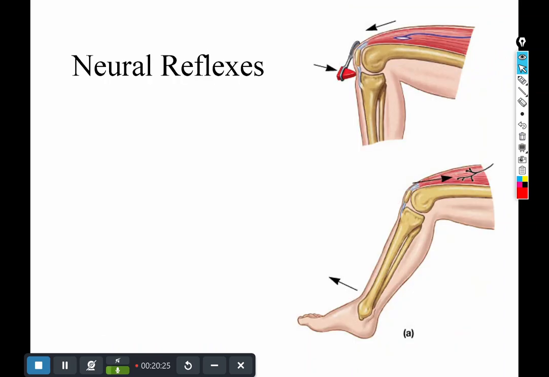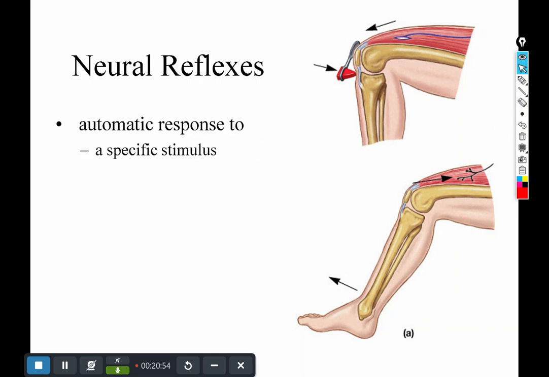Okay, reflexes. So what you're seeing here is the patellar reflex. And the reflexes that we're going to be talking about here are going to be, at least initially, pretty basic reflexes involving the somatic nervous system and the spinal cord. And most of them are preventative, so they're designed to prevent injury from occurring, injury of any kind.